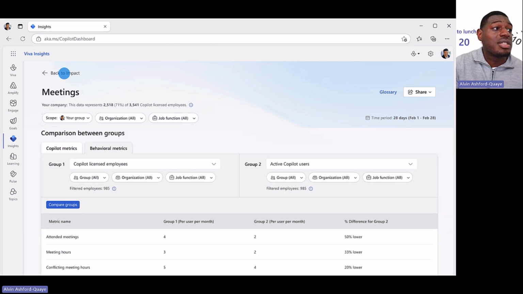So you can see here in this particular area, I'm able to make comparisons between how many meetings those two different groups enter into. And that's the data that we're being provided with by Viva Insights. What we're able to do also is a side-by-side comparison. As you can see here, for different working groups or departments, we can start to understand non-Copilot users and active Copilot users. What is the difference in their meeting hours, as an example?